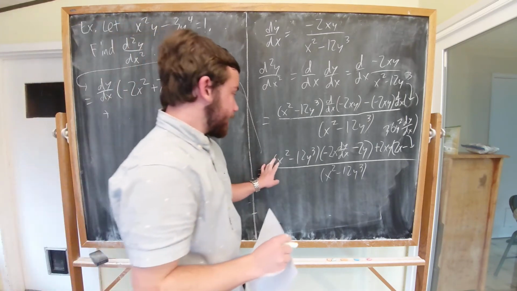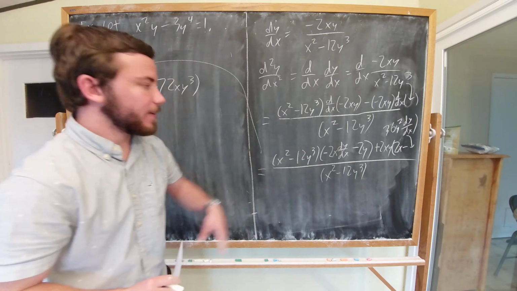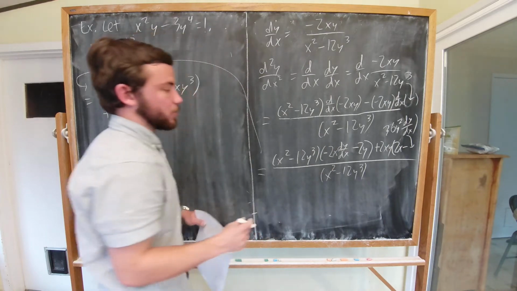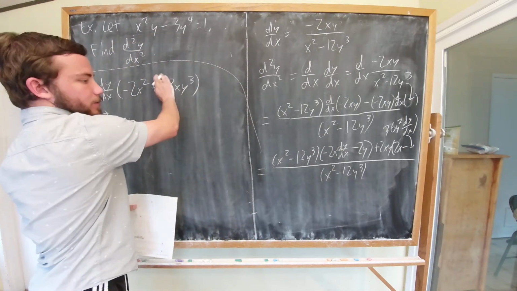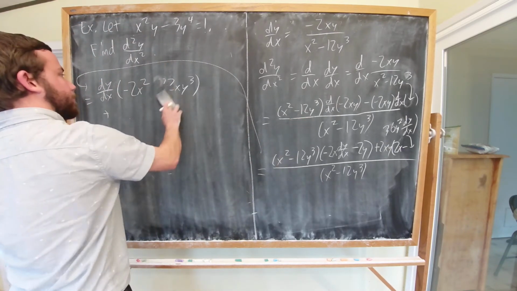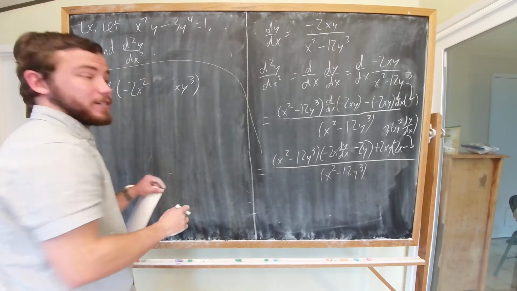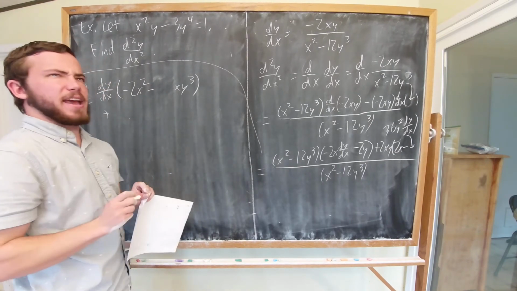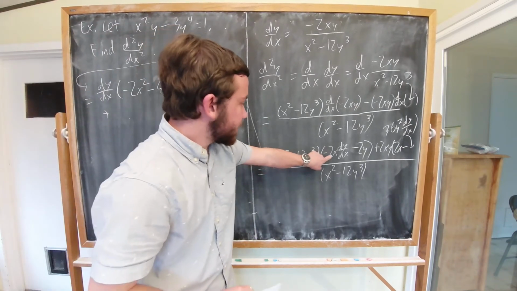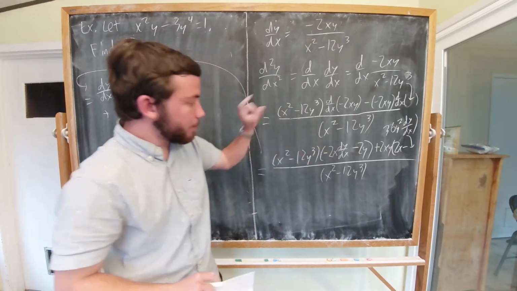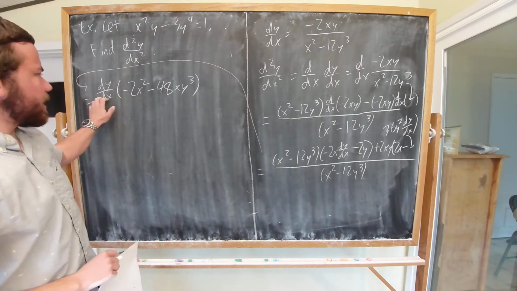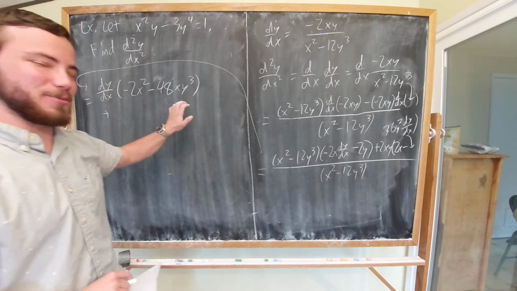Oh, sorry, there's also this term. Distributive property hits. We're going to have a positive 24xy cubed. And that should be a negative 72. Okay. So we have negative 72 plus 24, which will be negative 48xy cubed. Right? Yes, negative 2 times negative 12, positive 24xy cubed dy/dx. There we go. So we're going to have dy/dx times negative 2x squared minus 48xy cubed.